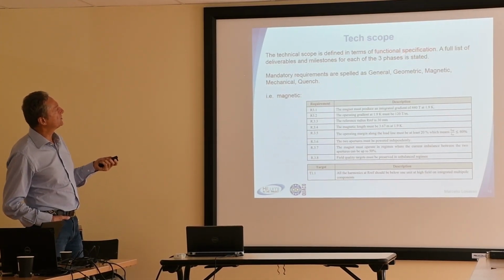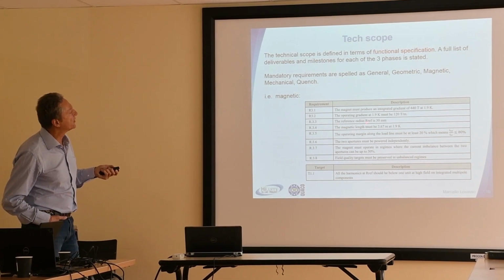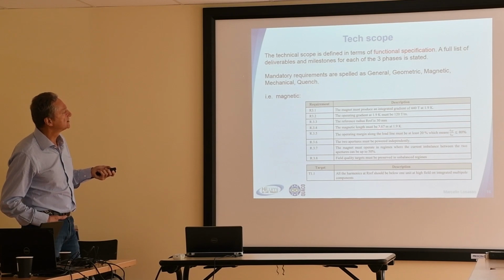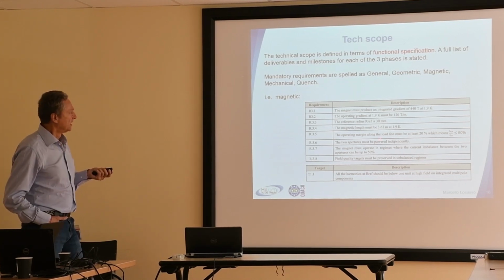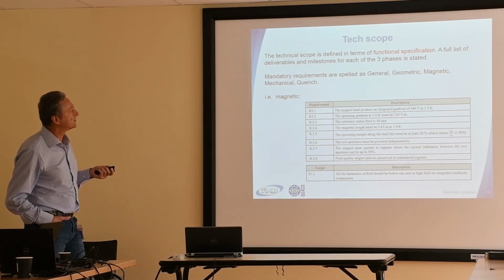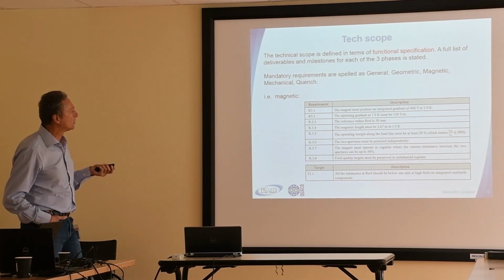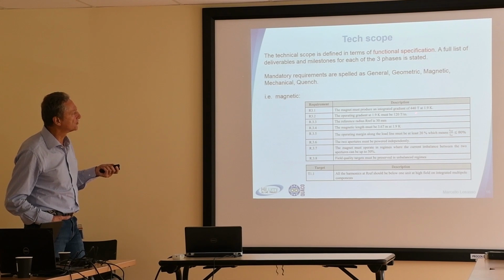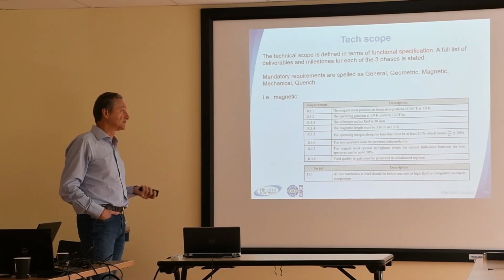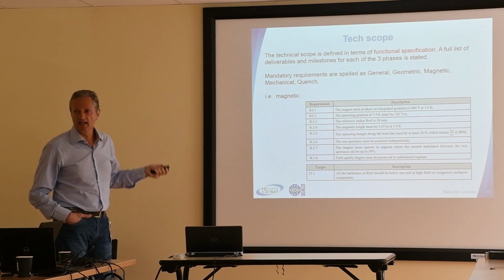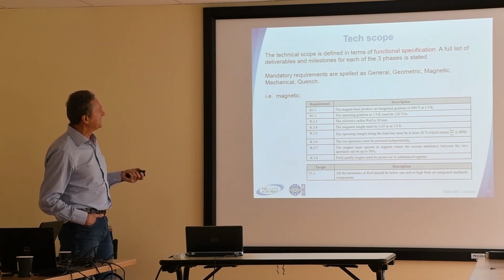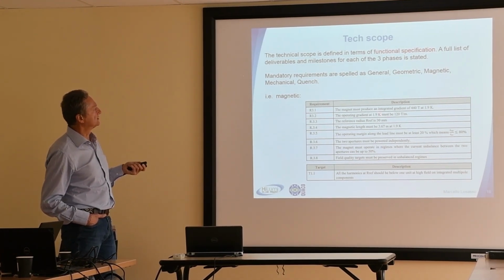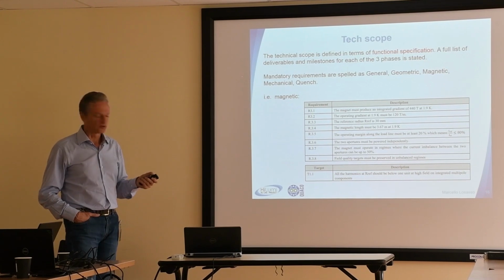Exactly. So the technical scope is defined in terms of functional spec. For example, we said we want to have a magnetic length of 3.67 meter at 1.9 K. We want to have a gradient of 100 Tesla per meter. We want to have an integrated field of 440 Tesla. So these kind of things, you give technical spec, you give functional spec. And the same for the other, these are just magnetic, but the same for the geometric, mechanical, quench specification.